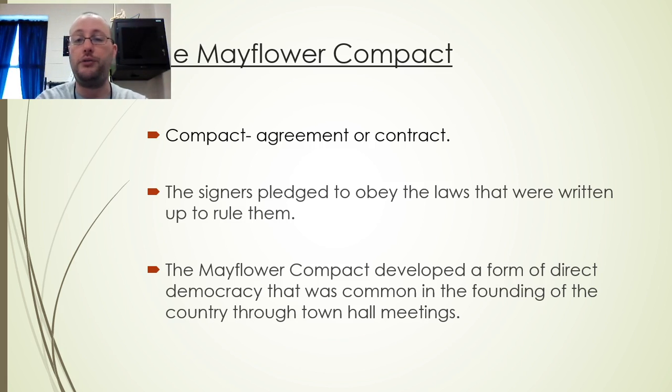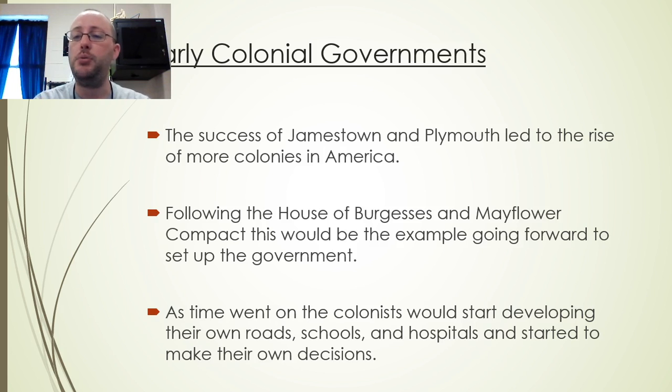Now, it was never meant to last for a long period of time, just to get the Plymouth colony up and going. The Mayflower Compact developed a form of direct democracy that was common in the founding of the country through town hall meetings, where they meet together and vote on things. The success of Jamestown and Plymouth led to the rise of more colonies in America. Following the House of Burgesses and the Mayflower Compact, this would be the example going forward to set up the government. As time went on, the colonists would start developing their own roads, schools, hospitals, and making their own decisions. This is going to lead to the government we have today.